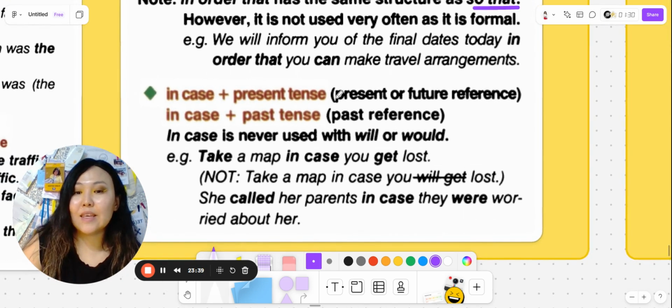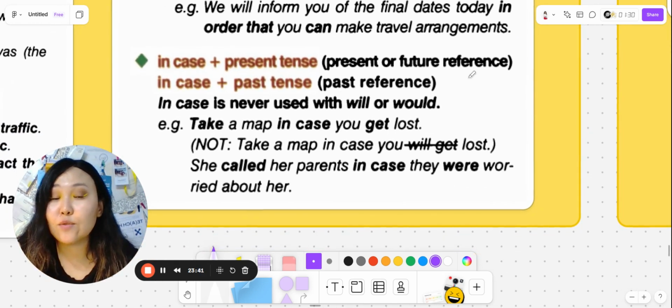Next one. In case plus present tense, present or future reference. In case past tense, past reference. In case is never used with will or would. So we need to know it. We need to remember it.